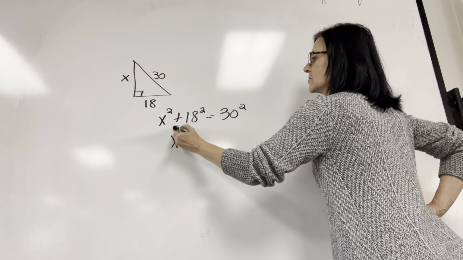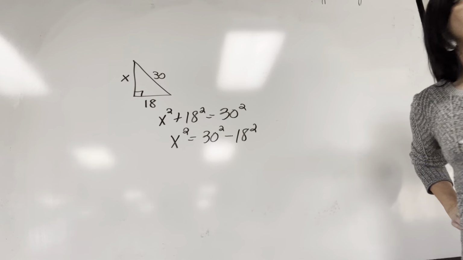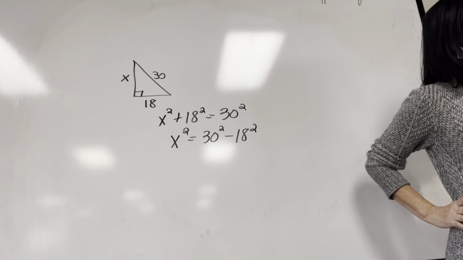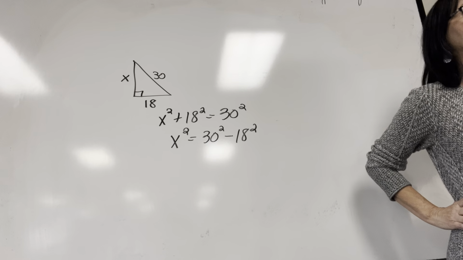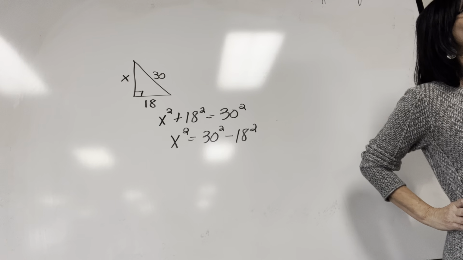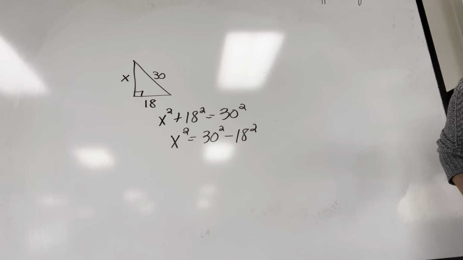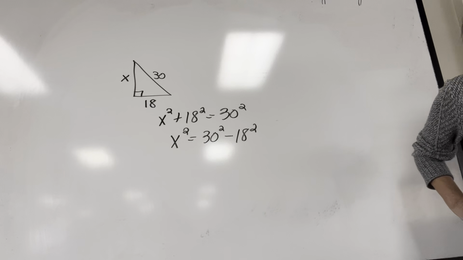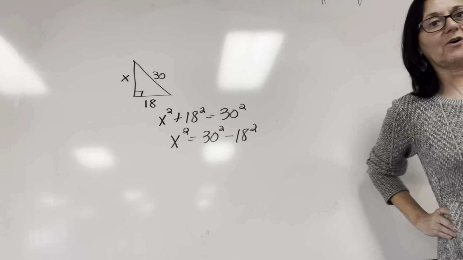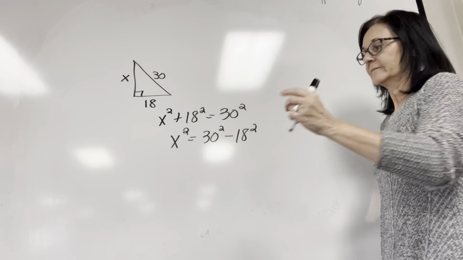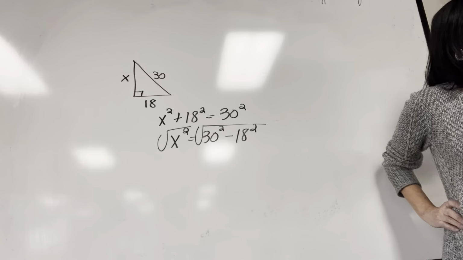Okay, so we have x squared is 30 squared minus 18 squared. What do I do next? I don't want x squared, I want x. You have to solve the squares and then subtract. Yeah, you simplify. Just stop, because you're all wrong. Look, everybody look. I take the square root of both sides.